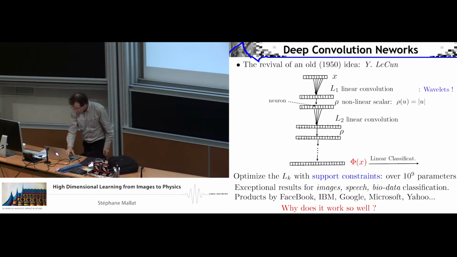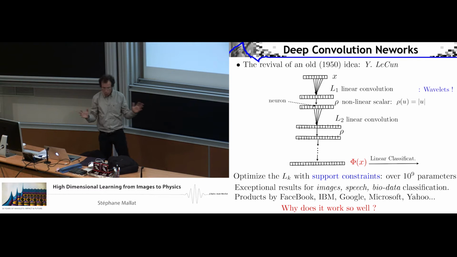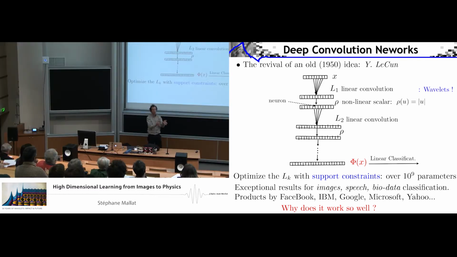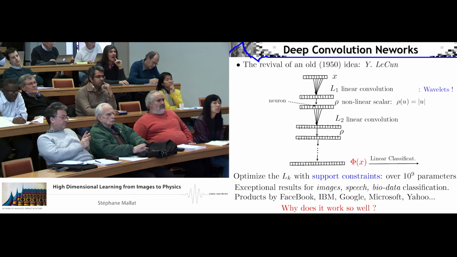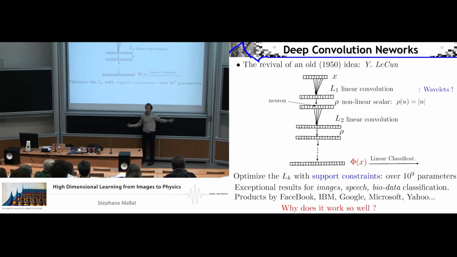So what are people doing in practice? In practice, people are imposing constraints on the support of these linear operators, and you'll see it looks very close, in fact, to wavelets. We'll see how they appear. The number of parameters they are going to learn is typically of the order of a billion. How are they learning their parameters? They try to get the best classification results on the training data, and they do some kind of gradient descent on their parameters to optimize the classification result.